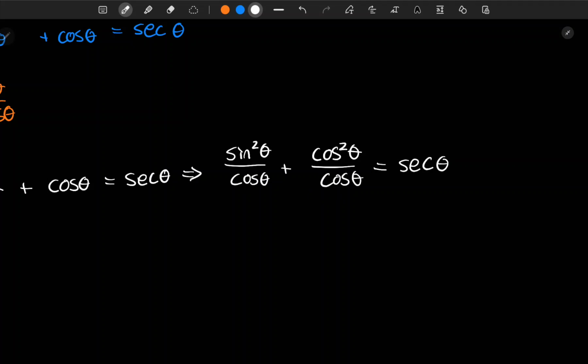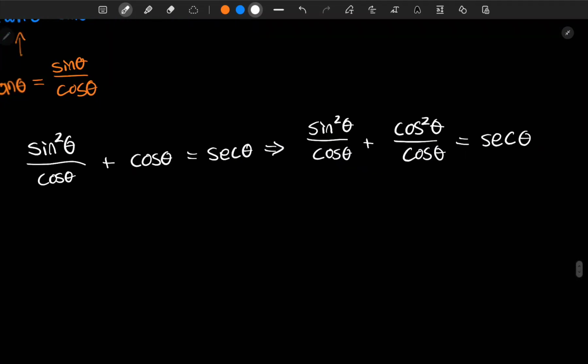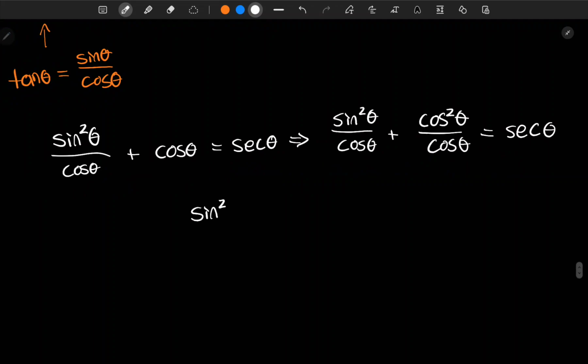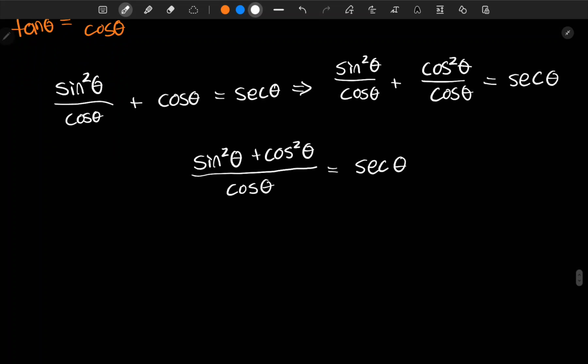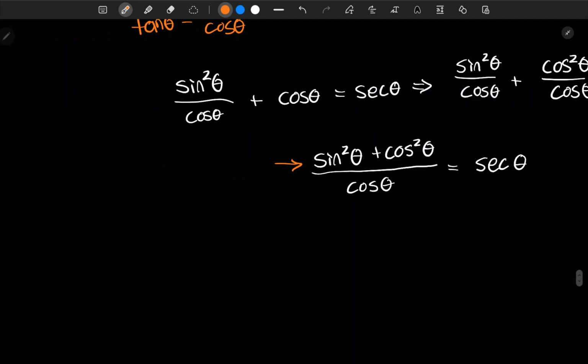Then these two terms have the same denominator, so we can combine them. And what we find is sine squared theta plus cosine squared theta divided by cosine theta is equal to secant theta. What we want to show is that this is true. Well, another well-known identity is that this numerator is actually always equal to 1. So it's always true that 1 is equal to sine squared theta plus cosine squared theta for any value of theta.